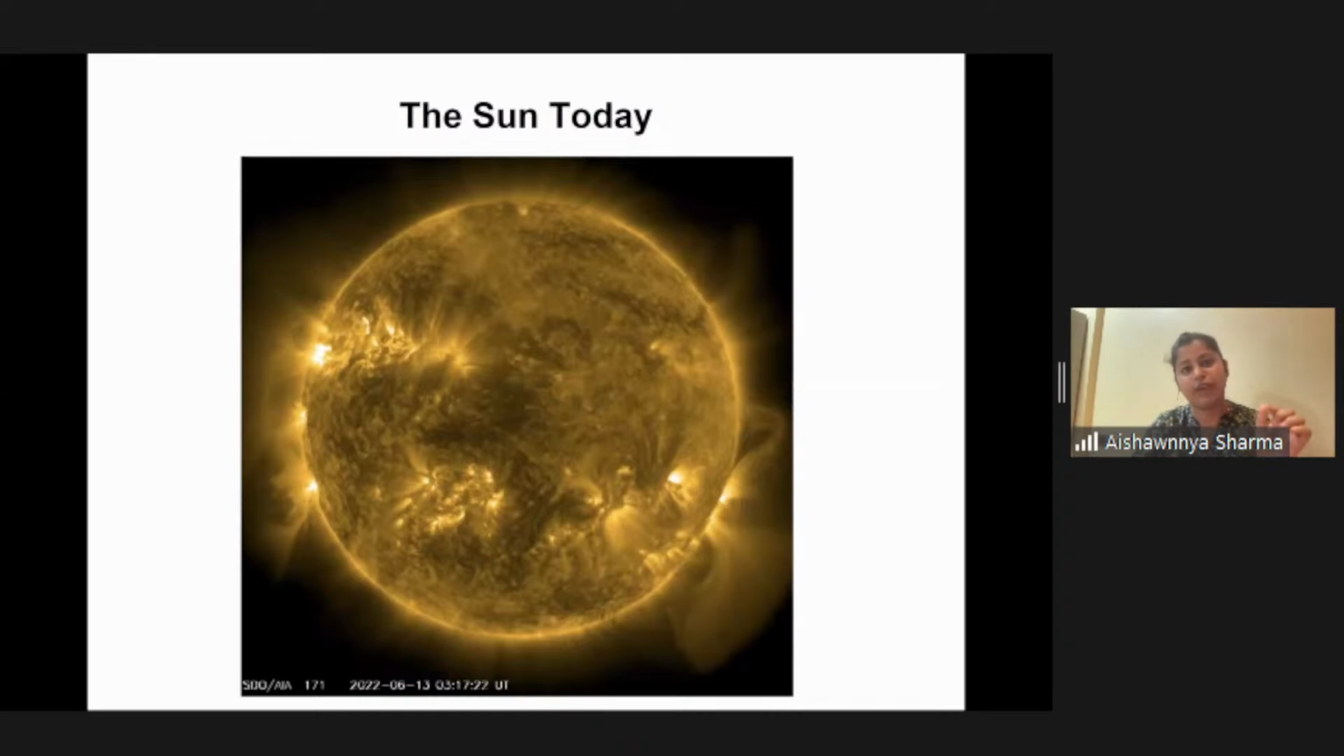These are called fan loops. These are actually magnetic field lines, so they are confining the plasma. That's why they look bright. These are also known as active regions. If you see the whole sun, there are some bright regions which we call active regions. There are some dark patches which we call coronal holes, and the rest of the sun we call quiet sun. So, next slide.